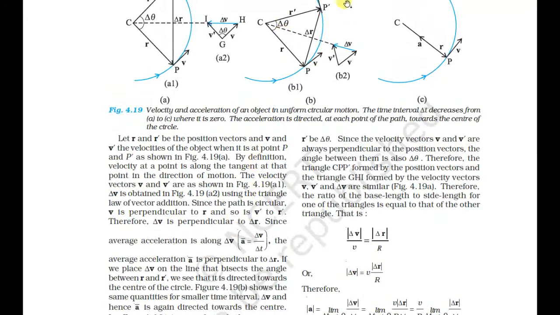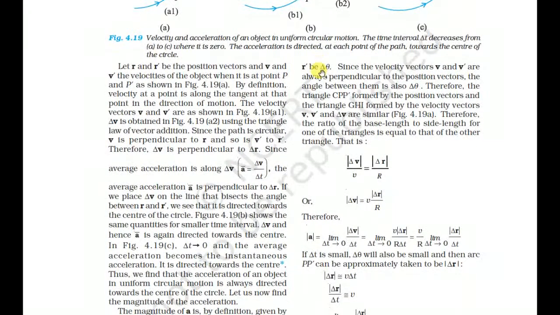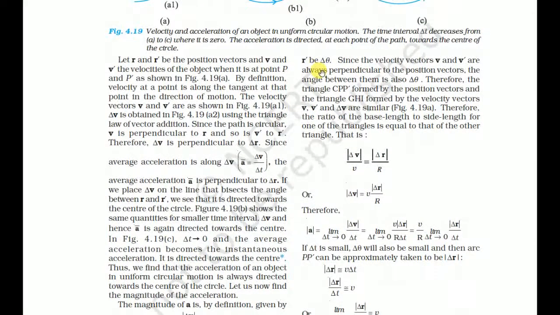So in this figure, whenever it is perpendicular, it is perpendicular to delta r. If we place delta v in the line that bisects the triangle R and R dash, we see that the direction is toward the center of the circle. In this figure, we show the same quantities for a smaller time interval delta t, and hence a bar is again directed towards the center.